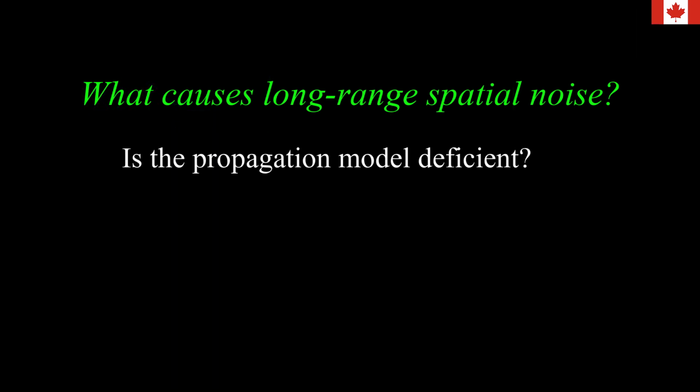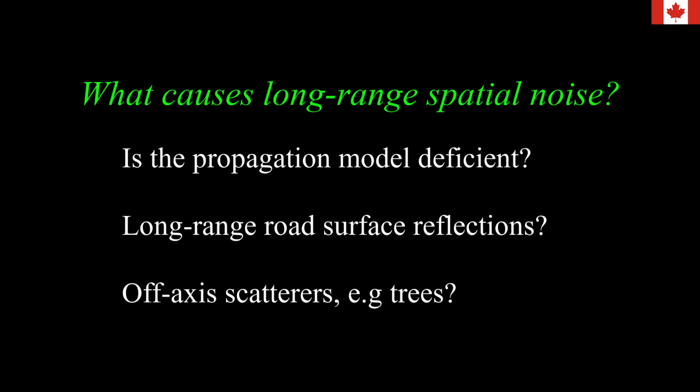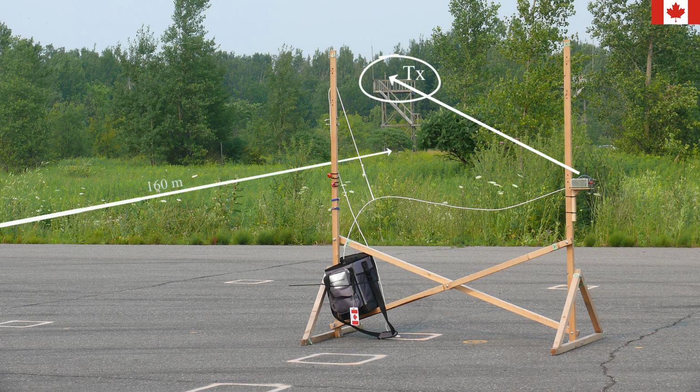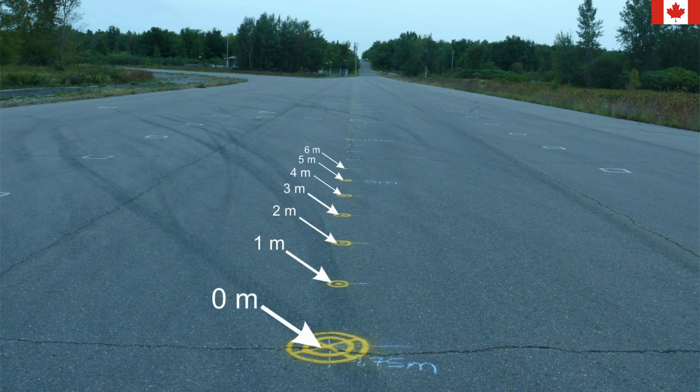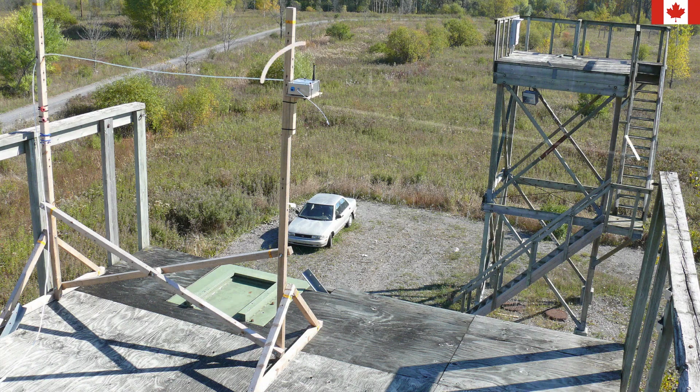Well, maybe it's some strange effect caused by road surface reflections that just shows up at long range. Or maybe it's coming from the off-axis scatterers like the trees. We can check if it's coming from the trees by relocating the transmitter from the road to a tower 160 meters opposite the road center line, and then perform the measurements along the road center line in the usual way. Then we move the transmitter on the tower deck and repeat the measurements.